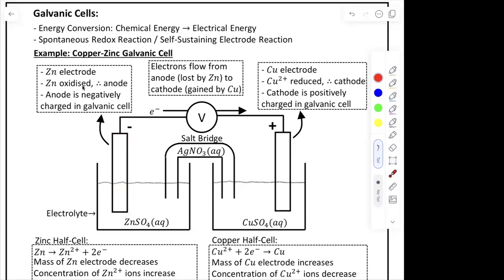And that will help us then conduct the electricity without that electrode taking part or really interfering in what we're doing. So on the left-hand side, we're going to have our zinc electrode. So here's our zinc electrode. It's made of zinc metal.